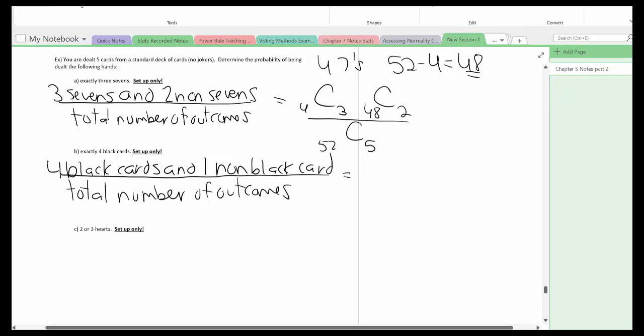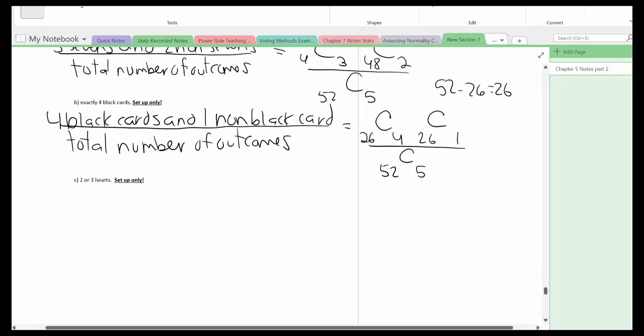Okay, there's 26 black cards, 13 clubs, 13 spades, and we're going to select 4 of them. So 26 total black cards, I'm selecting 4 of them. How many non-black or red cards are there? That's going to be 52 minus 26, which of course is 26, and I'm going to select 1 of them. So it's a combination of 26 things taken 1 at a time. The total is exactly the same, 52 total cards, and I'm going to select 5 of them.